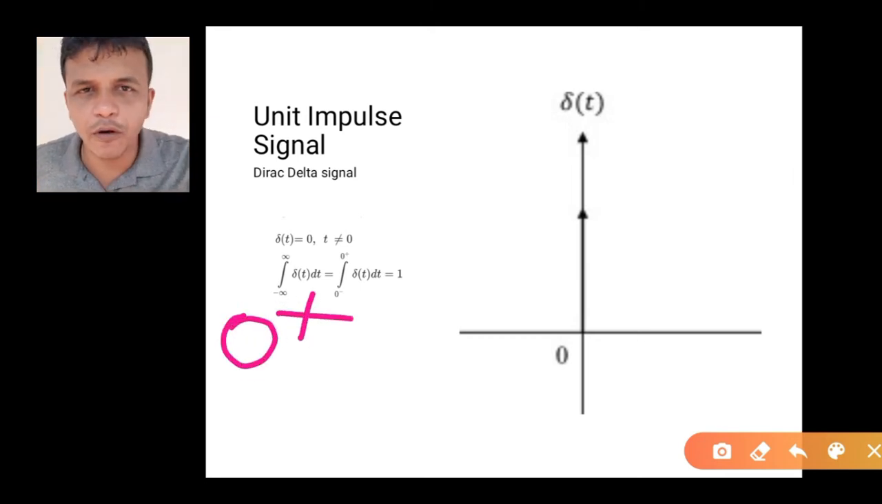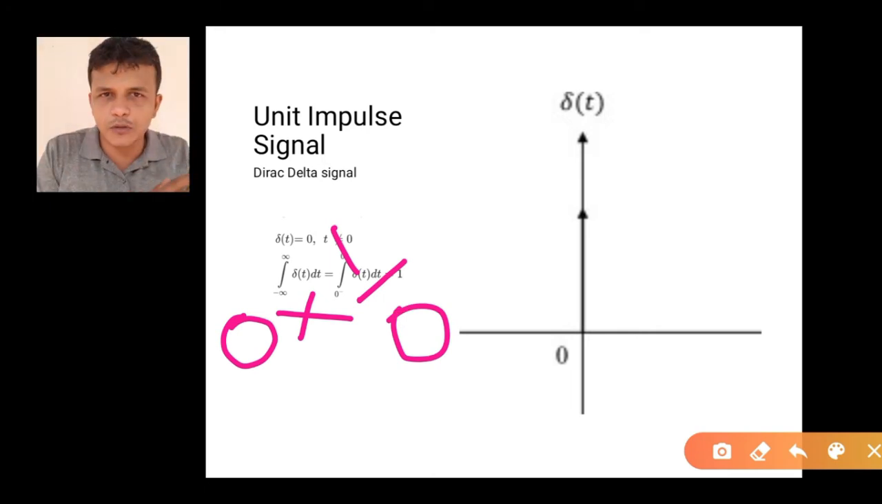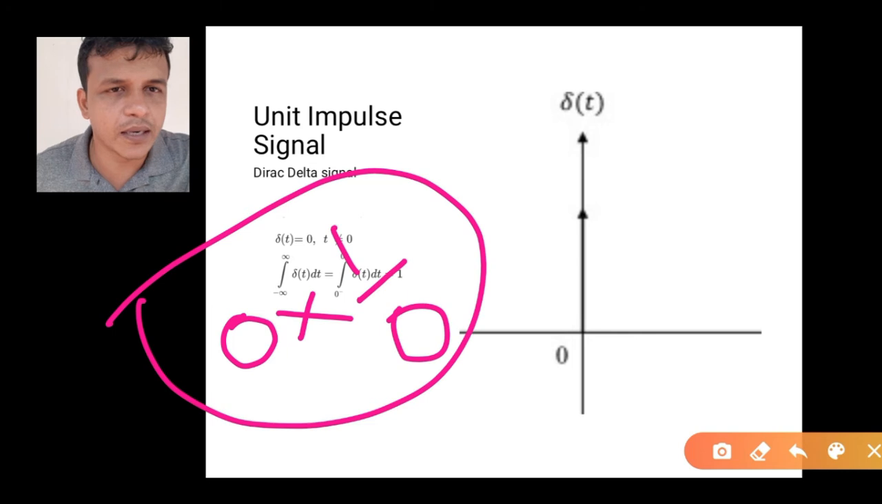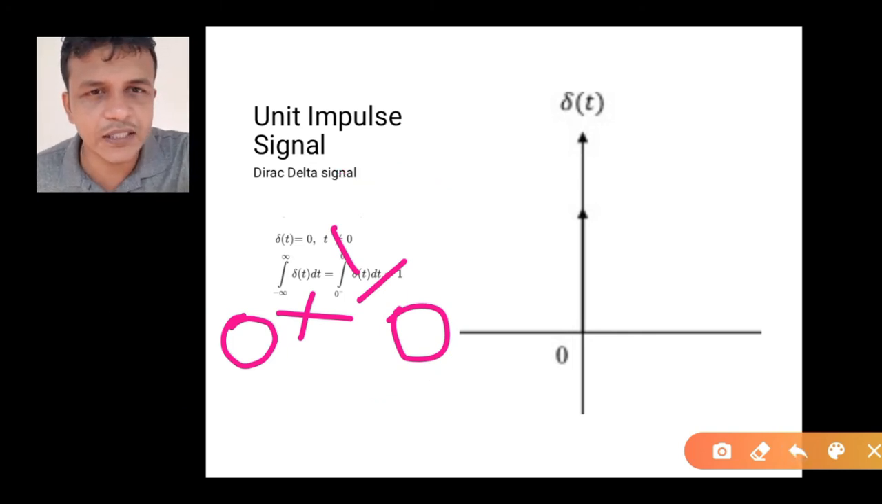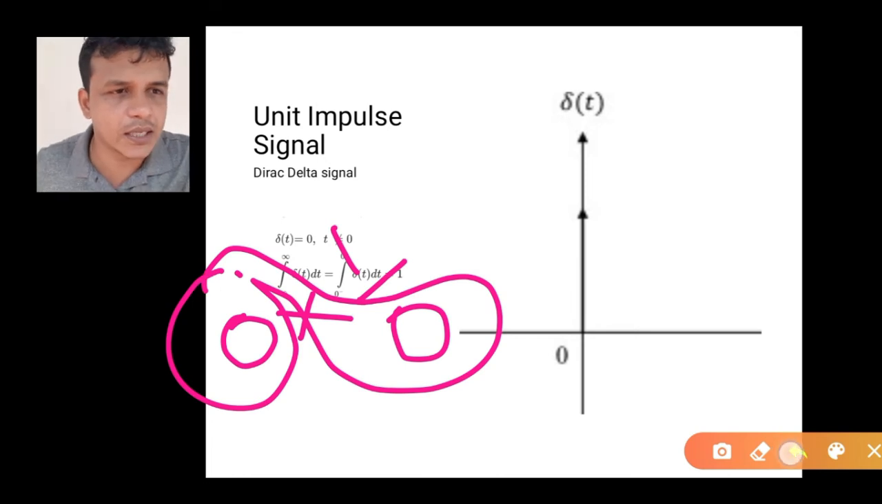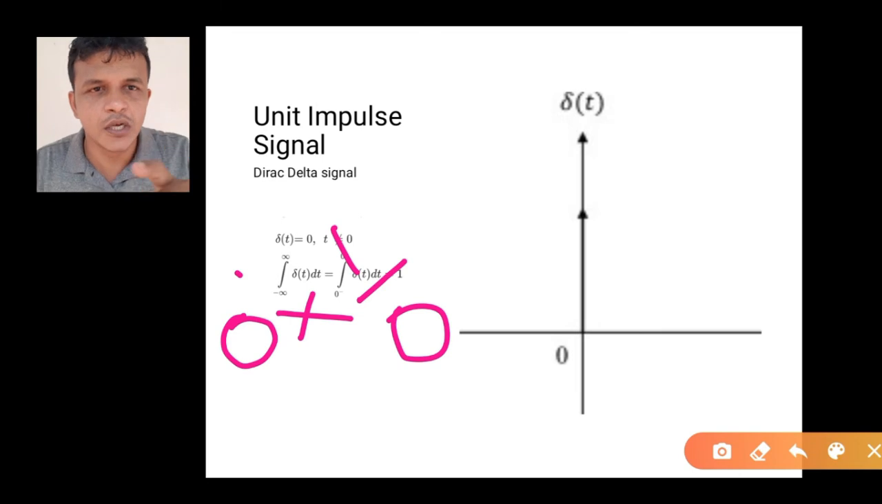For the area to become 1, it should have an amplitude of 1 by 0, the reciprocal. 4 into 1 by 4 is 1, 2 into 1 by 2 is 1, 3 into 1 by 3 is 1, similarly 0 into 1 by 0 is 0. So this is by logic we are doing this, but 1 by 0 is infinity and 0 by 0 is not allowed in mathematics. It is an unallowed notation, but for understanding we are considering this.